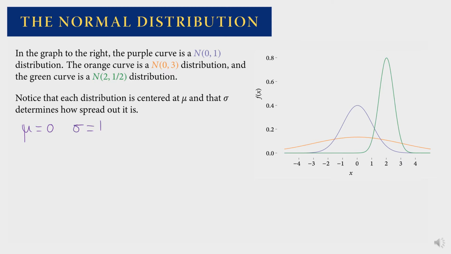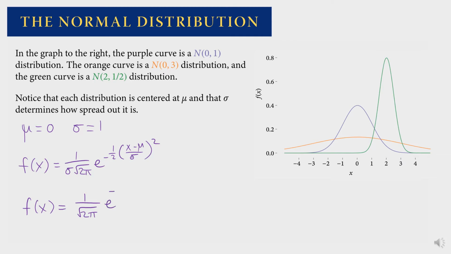If we write the function f(x) = 1 over sigma square root 2 pi, e to the negative 1/2 ((x minus mu) over sigma) squared, with mu equals 0 and sigma equals 1, we get f(x) = 1 over square root 2 pi, e to the negative x squared over 2. And if you graph this function, you'll get the purple curve you see on the graph there.